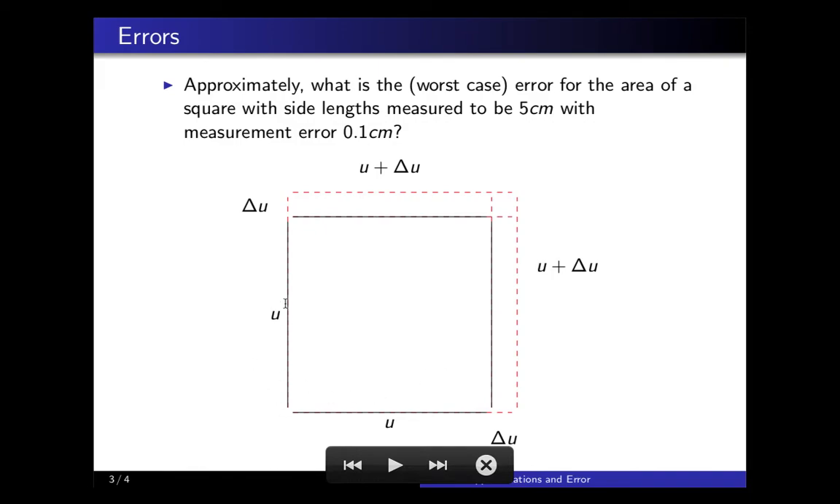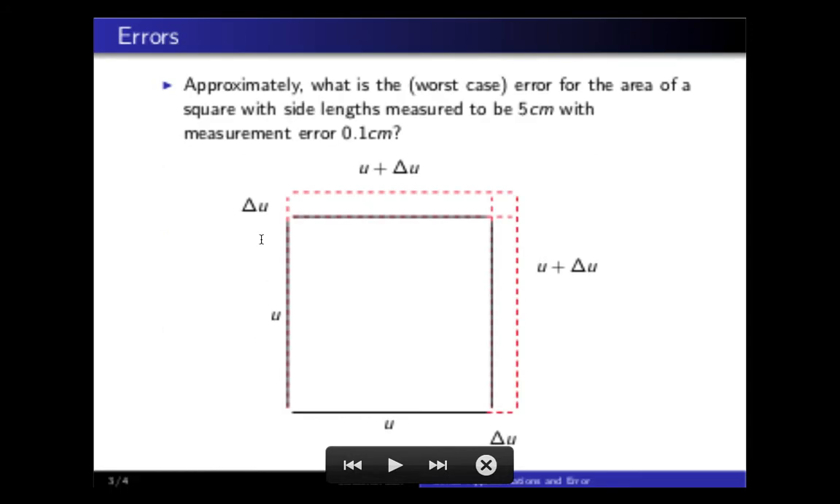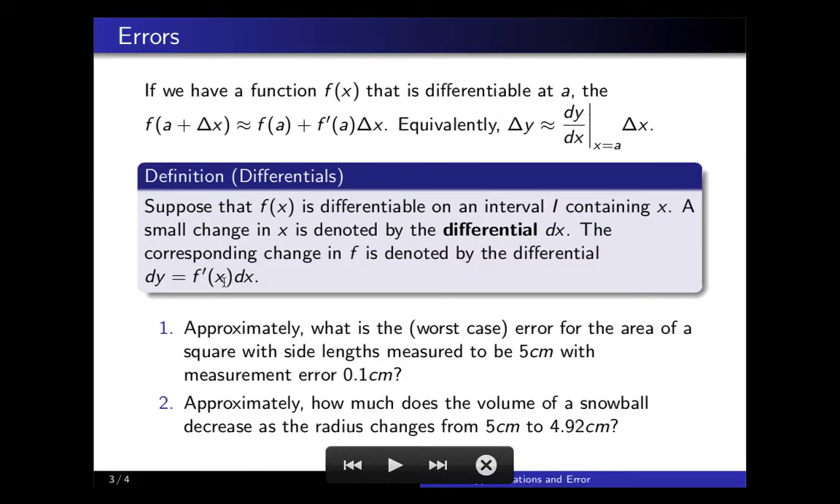Okay, so the idea is something like this. We have a square with side lengths of u, and then we have this measurement error delta u kicking around. Well, the area for a square is our side length squared, and what we want to find is the derivative and then multiply by our error estimate to get our worst case scenario.